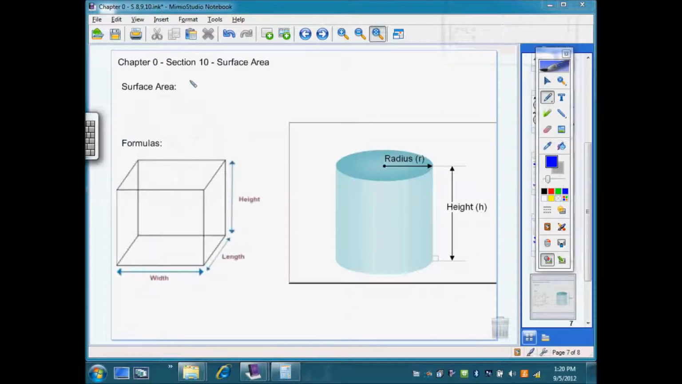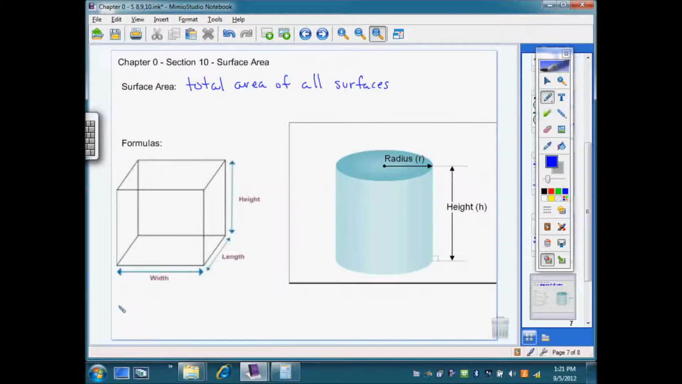Okay, so surface area is the total area of all of the surfaces. Okay, so here, if you have a rectangular prism, you have the front, the back, the top, the bottom, and the two sides. And if you have a cylinder, you have the area of the top, the area of the bottom, and the area of the part that wraps around.